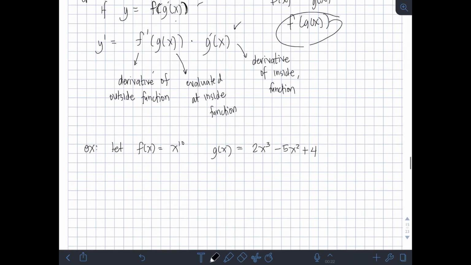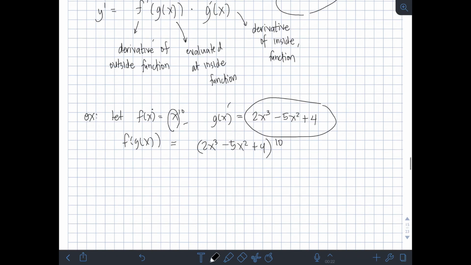So sige, illustrate natin. Suppose meron daw tayong f of x na x raised to 10, tapos meron tayong g of x na equal sa 2x cubed minus 5x squared plus 4. So try natin hanapin yung derivative ng f of g of x. Okay? So parang ang equivalent nun is evaluate natin yung f of x at g of x. So papalitan natin yung x ng f of x nitong g of x. So magiging (2x cubed minus 5x squared plus 4) raised to 10.